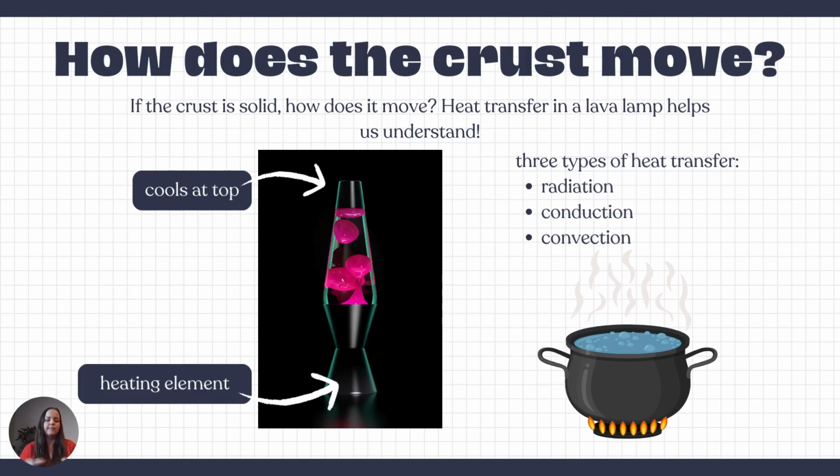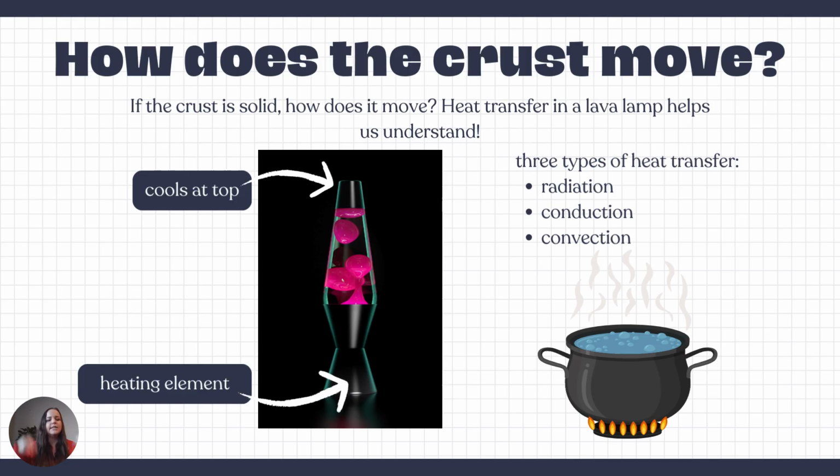So with a lava lamp, there's a heating element at the bottom, which heats up the material. When the material gets warm, it becomes less dense. And when it becomes less dense, it rises. This also happens in air as well. Warm air rises, right? You've probably heard that many times. And it rises because it becomes less dense from the heat.